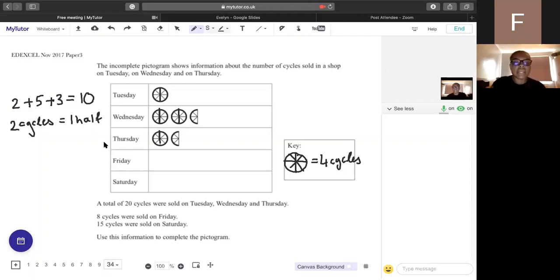So for Friday, they sold 8. So we would draw 2 circles or 2 wheels. Make sure that they're roughly the same size as the other ones. They don't have to be perfect, as long as it's obvious what you're trying to draw.